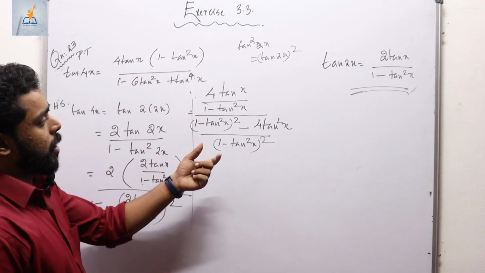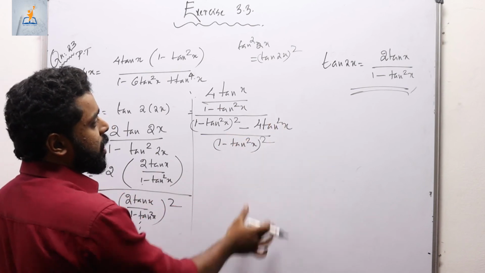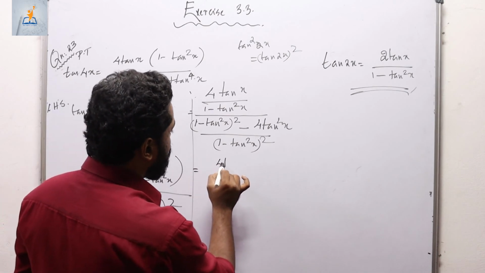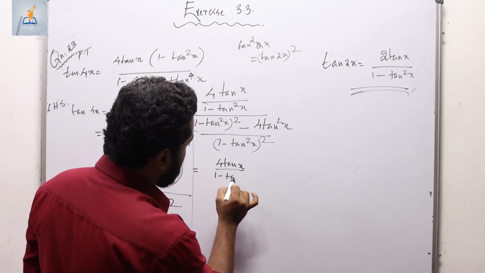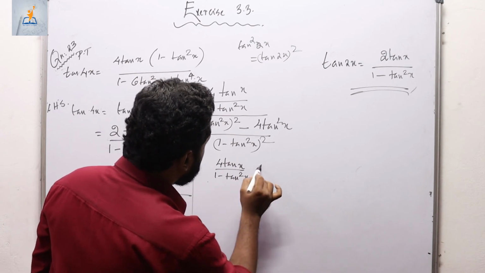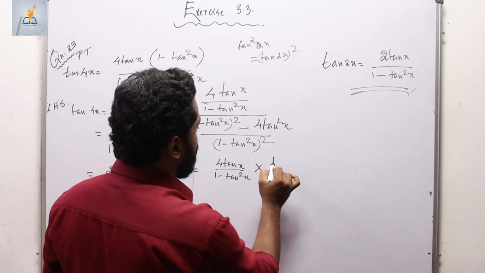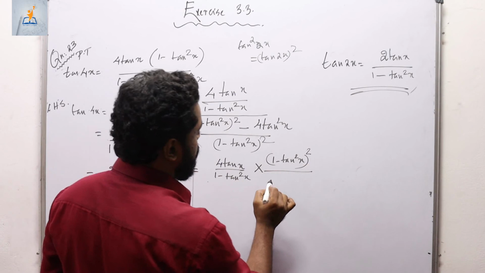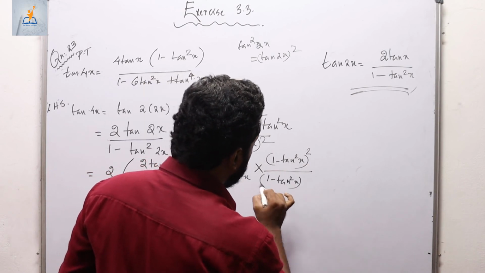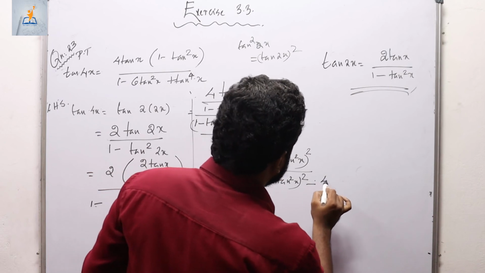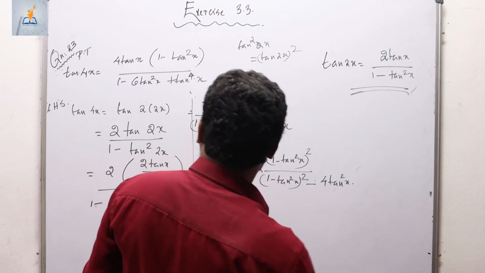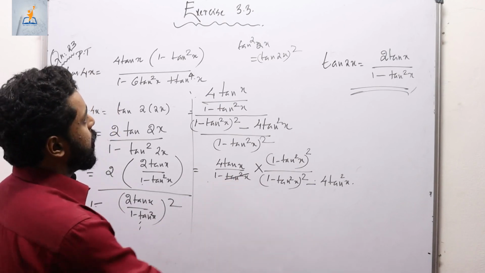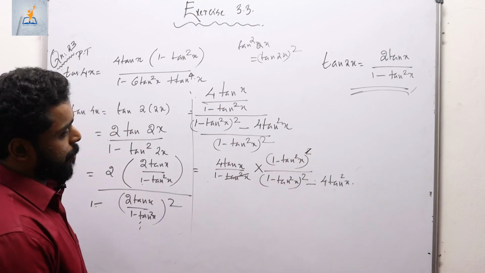Now let us multiply the denominator fraction into this fraction by multiplying with the reciprocal. So it will be 4 tan x divided by 1 minus tan square x into, the numerator will be what? 1 minus tan square x the whole square, whole divided by 1 minus tan square x the whole square minus 4 tan square x. Okay, so we have this much equation and we can just cancel this one and this square easily, isn't it?